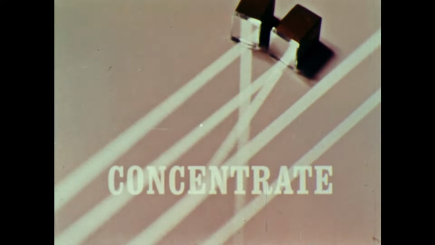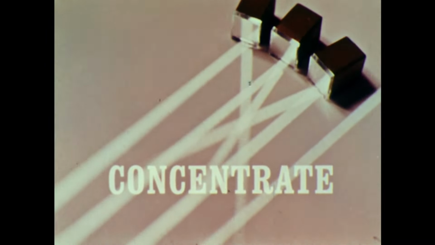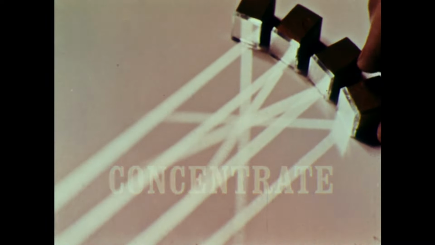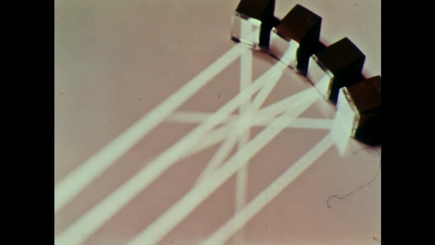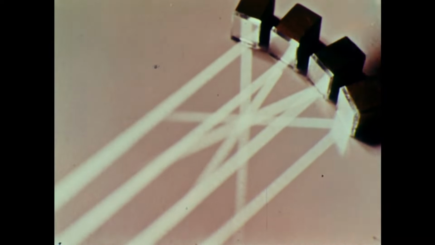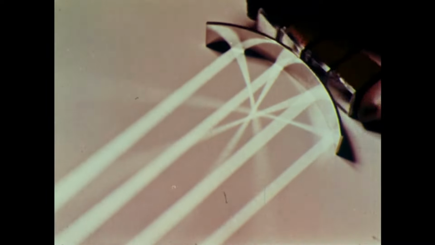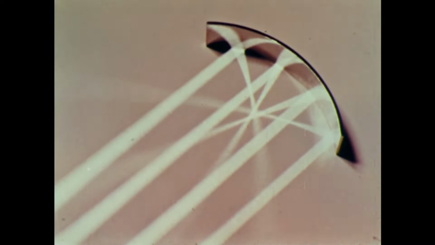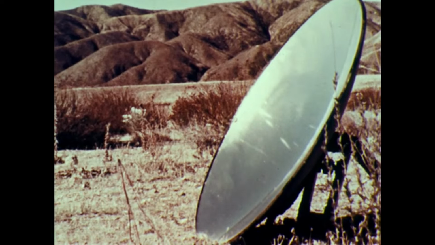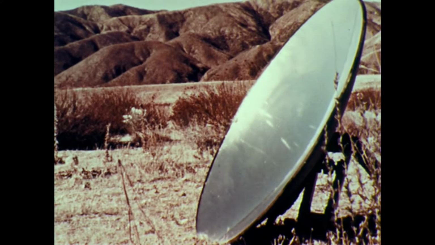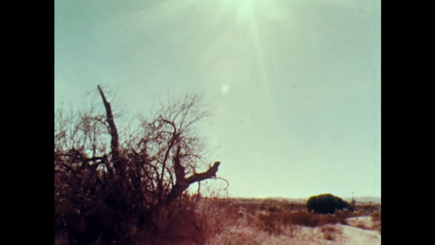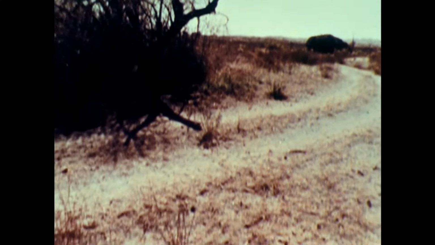Using small mirrors, we can bend these beams of light so that they are all concentrated at a single spot. Instead of using small flat mirrors, we can use this single curved mirror to concentrate the light. This curved mirror is designed so that it will reflect all the light that hits it to a central point. Here is a larger curved mirror. This one is bending and concentrating light from the sun. The concentrated light from the sun is extremely bright, and a great deal of heat is concentrated along with it.